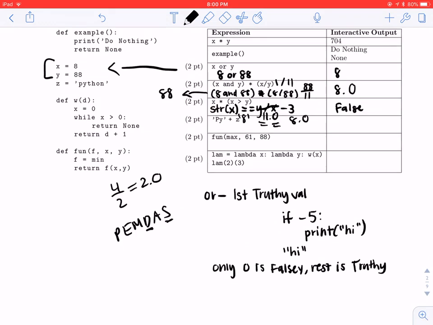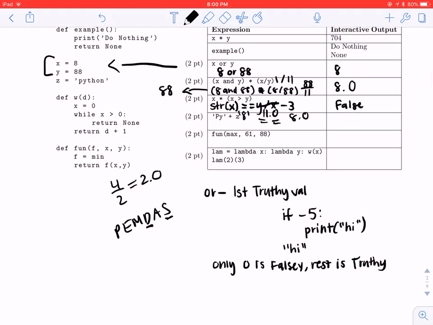Sorry, my work is all over the place, but for the next one we have pi plus z, and z is just Python. Remember that when you add two strings, it's just like concatenating them, which is a fancy word for putting them together. So all together this is just piPython.